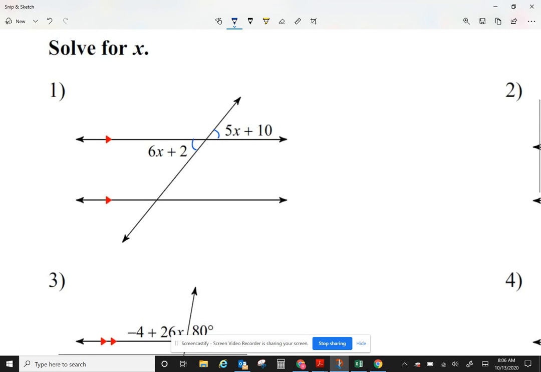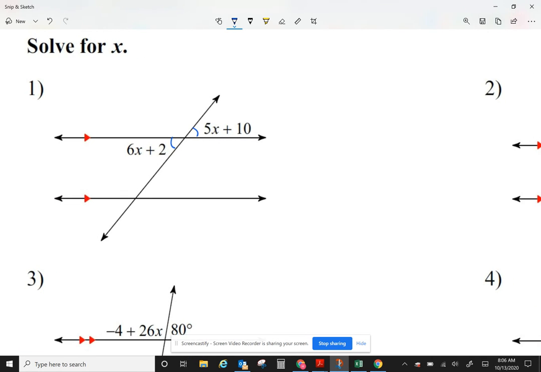The instructions are solve for x. So the way I'm going to solve for x with the vertical angle theorem, I'm just going to let the 2 angles equal each other. So I'm just going to say that 6x plus 2 is equal to 5x plus 10. I'm going to let the 2 angles equal each other. I'm going to separate my sides through the equal sign.